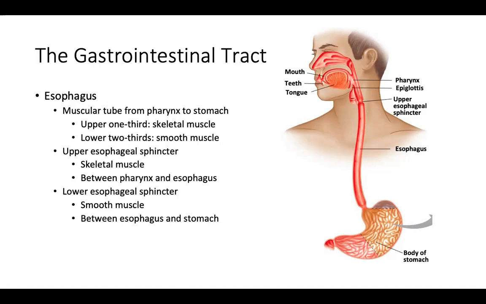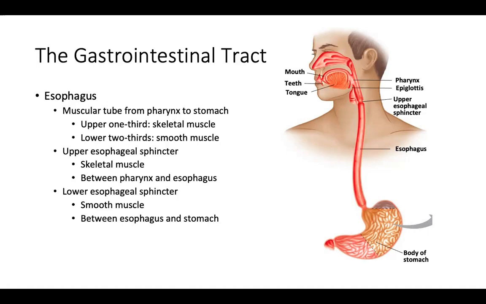There's also the upper esophageal sphincter, which is skeletal muscle, and that is regulating the flow of food between the pharynx and the esophagus, whereas the lower esophageal sphincter is regulating the communication from the esophagus down into the stomach. These sphincters are just strips of smooth muscle.